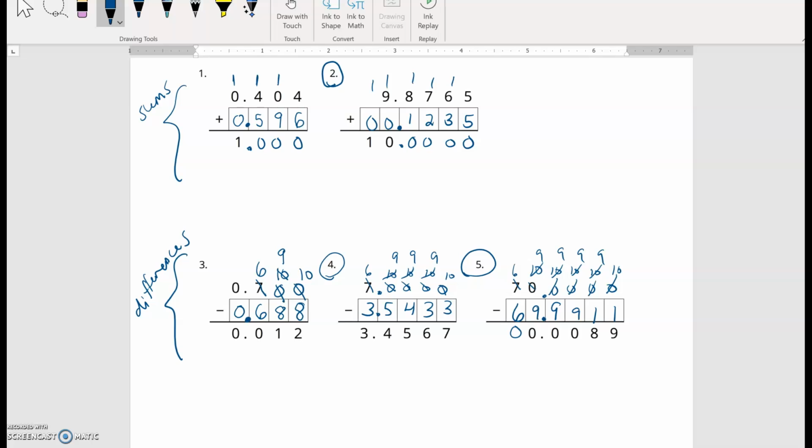Alright, so for number 4, you should have 3.5433, or 3 and 5,433 ten-thousandths. And then for number 5, you should have 69.9911, or 69 and 9,911 ten-thousandths. Ask any clarifying questions you may have or check with a partner.